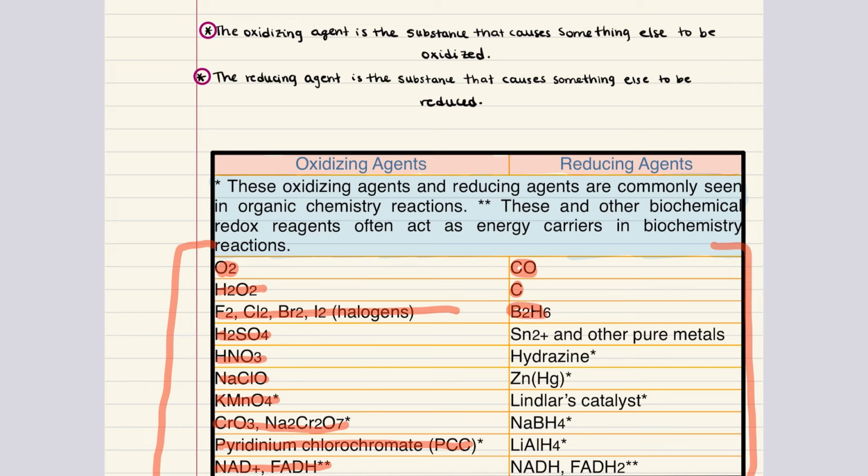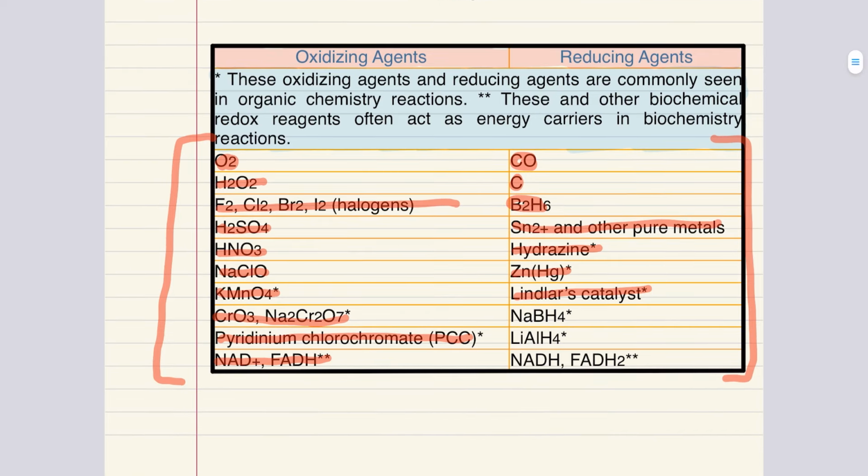Here we have diborane. We also have tin 2 ion and other pure metals. These are commonly used in redox reactions. We also have hydrazine, zinc amalgam, and Lindlar's catalyst. In addition, we have sodium borohydride. This is widely used in the reduction of carbonyl compounds.